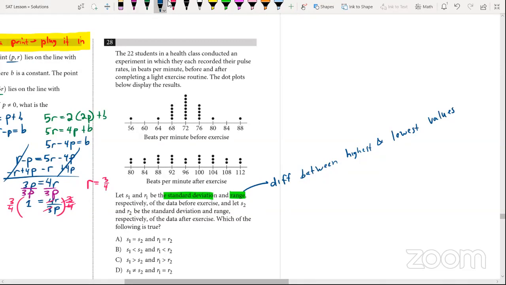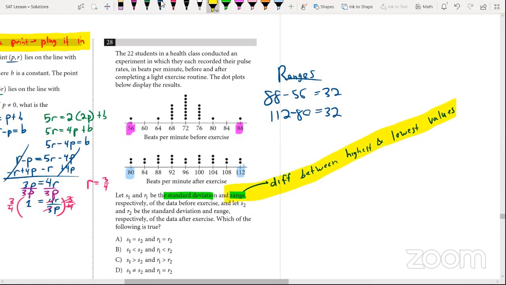So if we're being asked about the ranges here, then for 28, we just need to do 88 minus 56. And here we would need to do 112 minus 80. So 88 minus 56 on your calculator is 32. 112 minus 80 on your calculator is also 32. So the ranges are equal, which means that the answers can only be A or D.